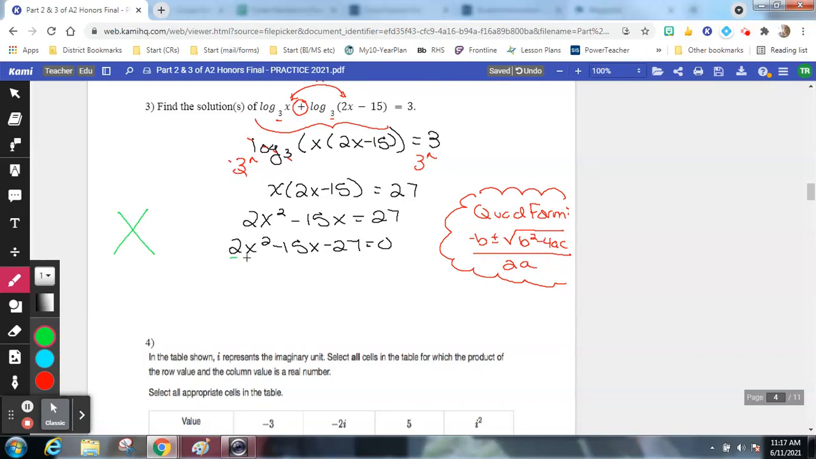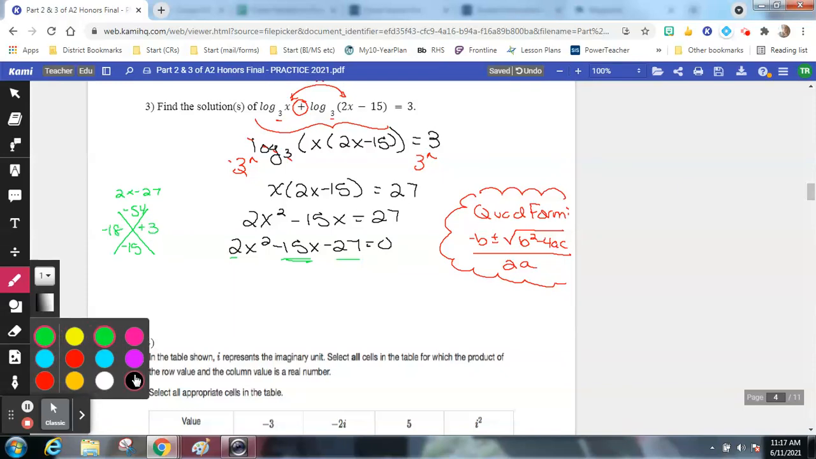Factors are take the first and the last term, 2 times negative 27. That gets me a negative 54. Has to add up to the middle term of a negative 15. And then you have to play around with numbers. It does come out to negative 18 and a positive 3. So this factors.